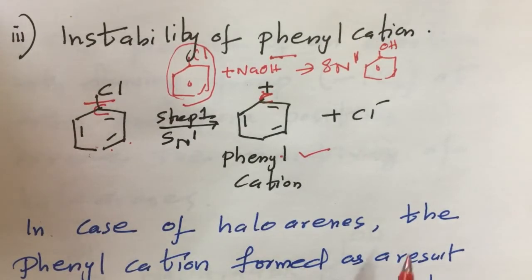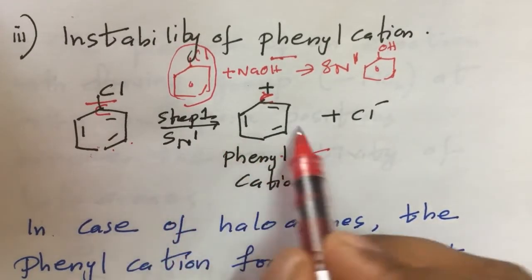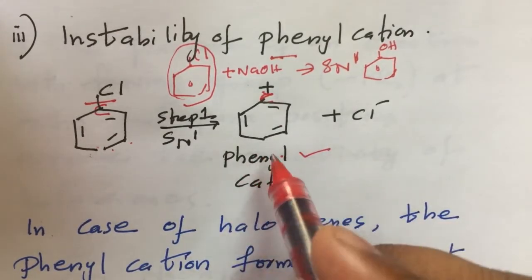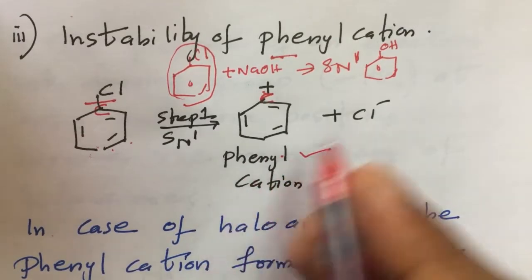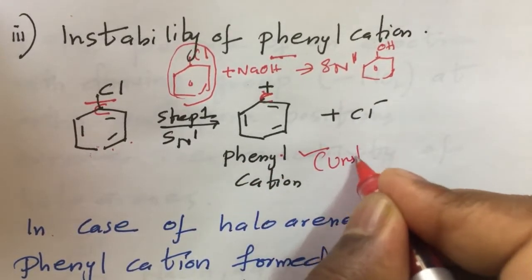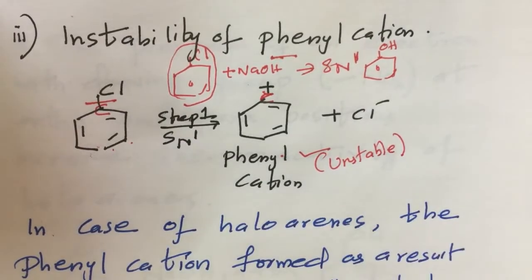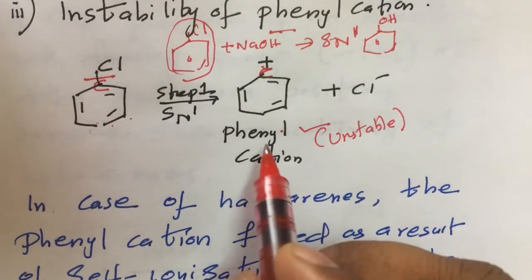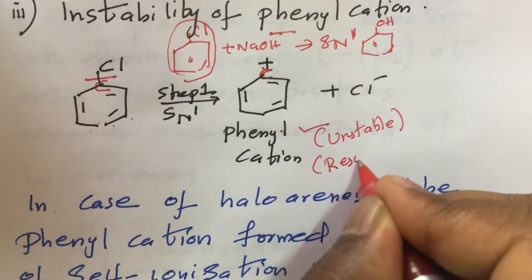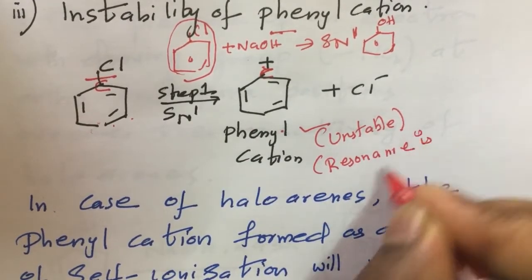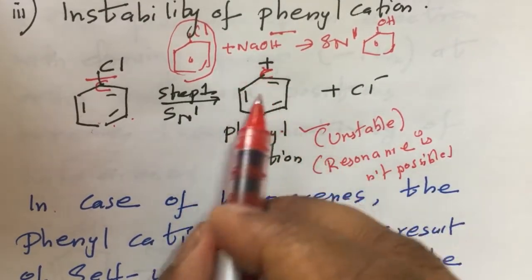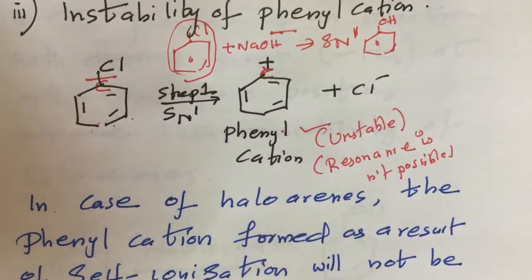But the problem is the stability of phenyl cation. Normally in SN1 mechanism, the first step forms more stable carbocation, but the phenyl cation formed in this case is unstable, or you can say less stable. Why? Because phenyl cation cannot be stabilized by resonance. In the case of phenyl cation, resonance is not possible. Here ring is present, but the delocalization of electron is not possible.